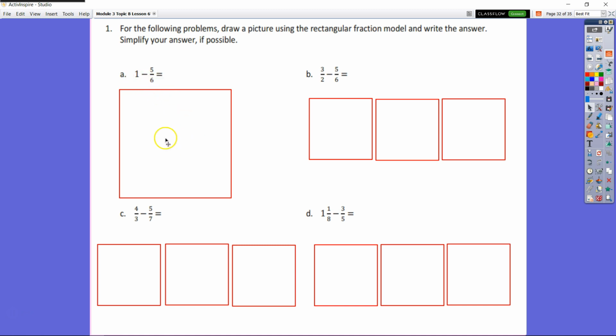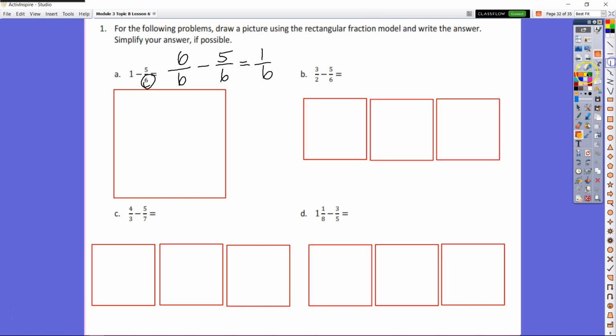If you notice, for number 1, I only have one square here because it's one whole minus a part of that whole. We know that one whole is equal to what? Well, since our unit is sixths here, one whole is equal to 6/6. So we have 6/6 minus 5/6. You shouldn't need to draw this out to solve. You should be able to say 6/6 minus 5/6 is 1/6. But the directions do ask us to draw a picture, so we're going to go ahead and do that.